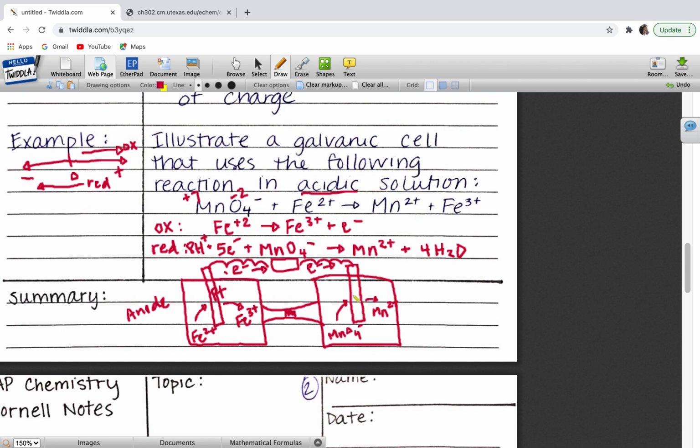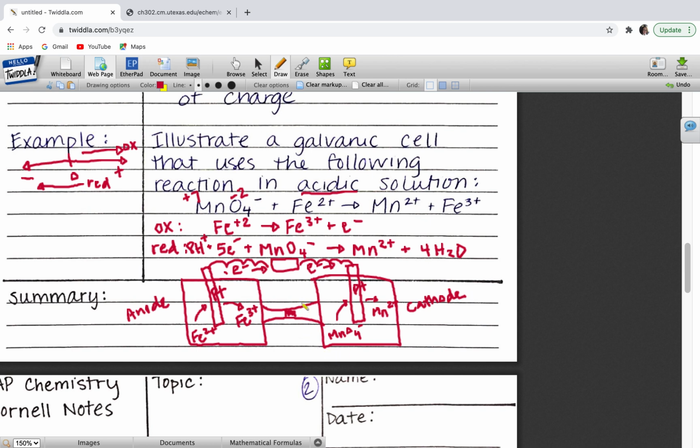And again, we're going to use platinum. Since I don't have a solid uncharged metal in my solution, I'm going to pick a metal that doesn't react with anything, that's just going to serve as a place where those electrons can be absorbed by the permanganate ion. And so I pick platinum. Okay, great. So that's my anode. This is my cathode. Those are labeled clearly.